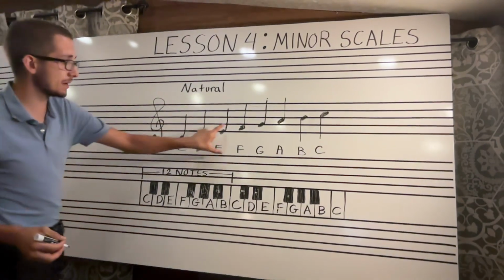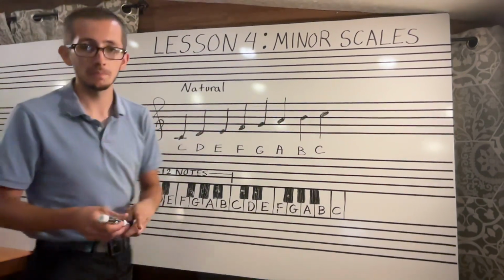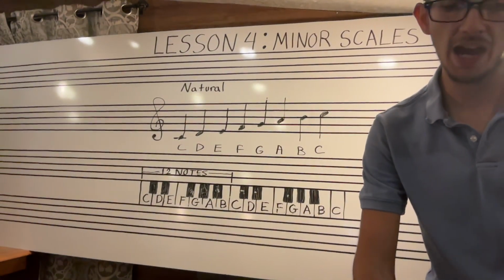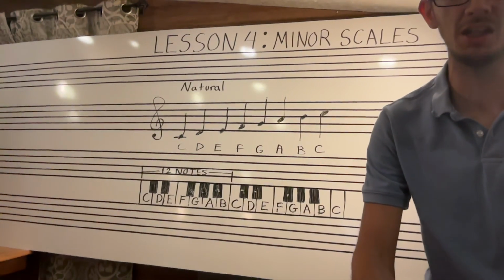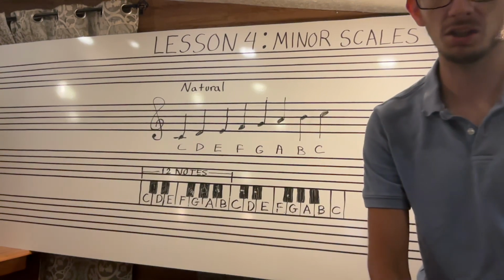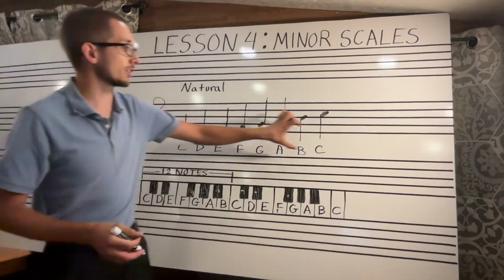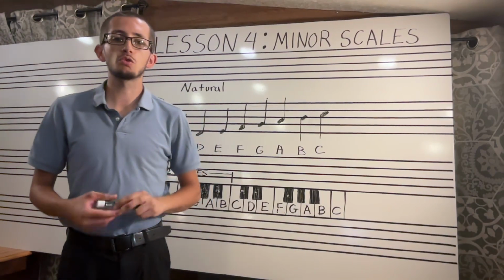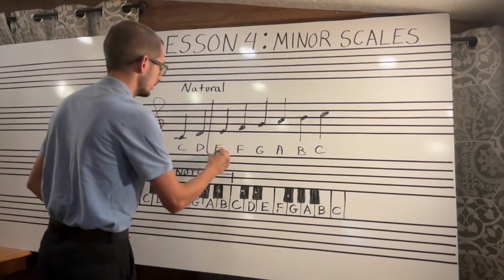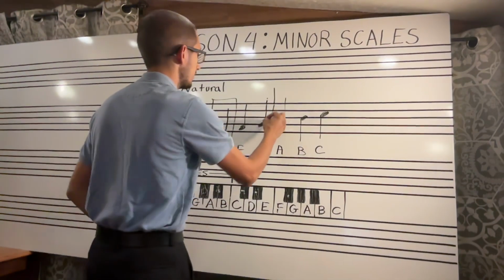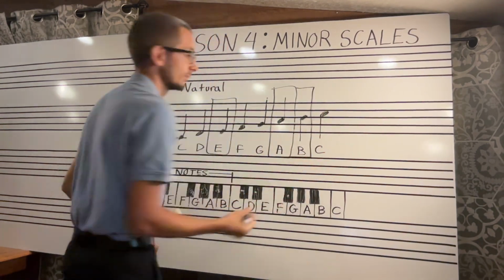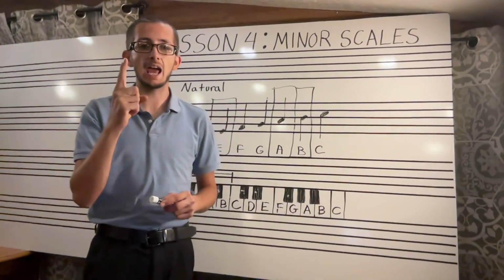Now, I have a C major scale written out on the board right now. It sounds like this. C, D, E, F, G, A, B, C, B, A, G, F, E, D, C. Now, in order to convert this major scale to a natural minor scale, we have to take the 3rd note, the 6th note, and the 7th note and lower them by 1/2 step.